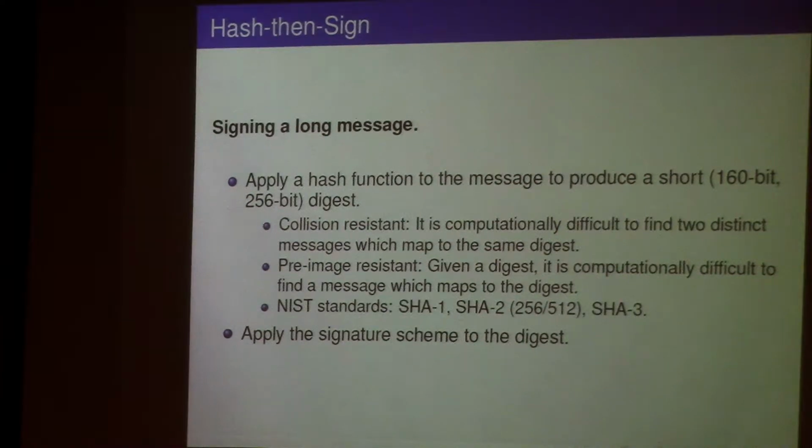Okay, and there are some standards. NIST is the standardization body of the United States. They have standardized certain hash functions. SHA-1. SHA-1 is no longer considered to be secure. SHA-2 is considered to be secure. It has two options of producing 256-bit digest or 512-bit digest. And very recently, NIST has concluded a multi-year competition to select a new hashing algorithm called SHA-3. So how the entire hash then sign paradigm works is, you have this long message, you hash it into a short value, and then apply the signature scheme on the short value.